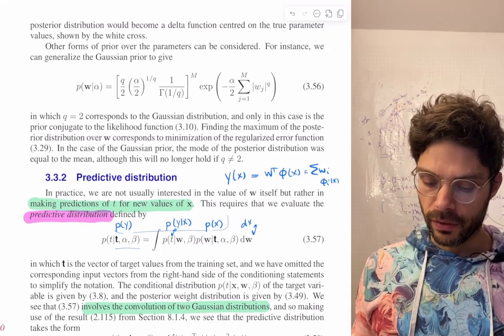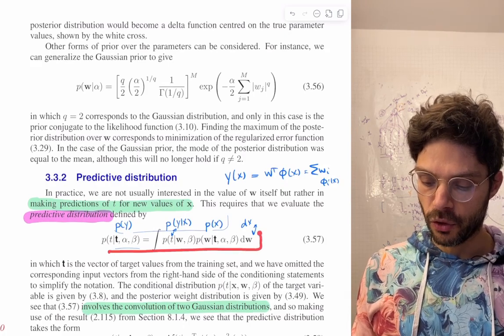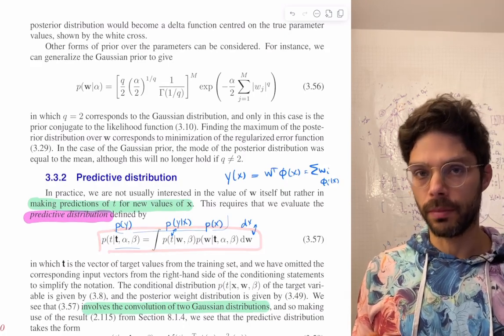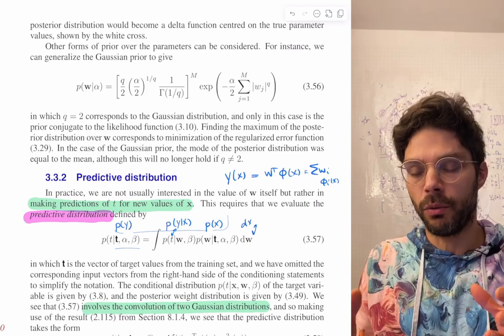Next, we talked about this important idea of the predictive distribution. Again, in the Bayesian approach, once you have that posterior on the weights, what do you do with it, right?